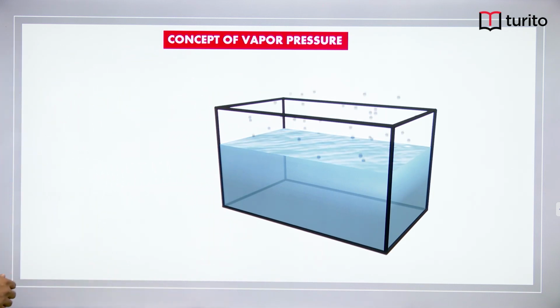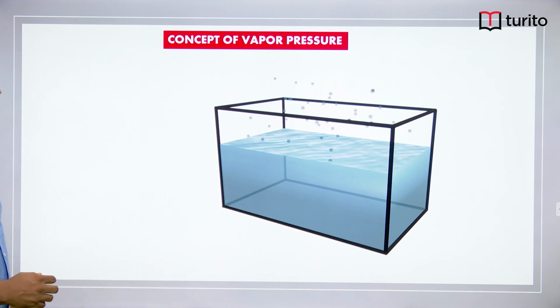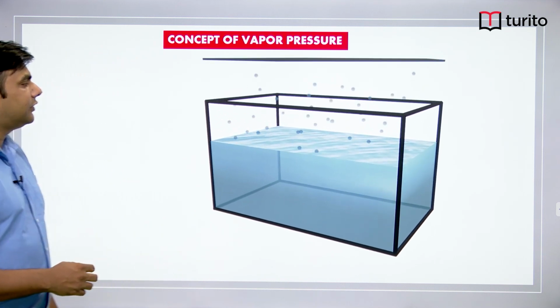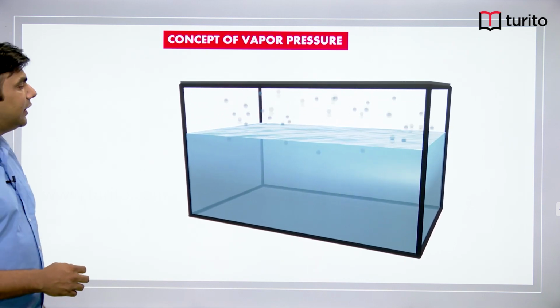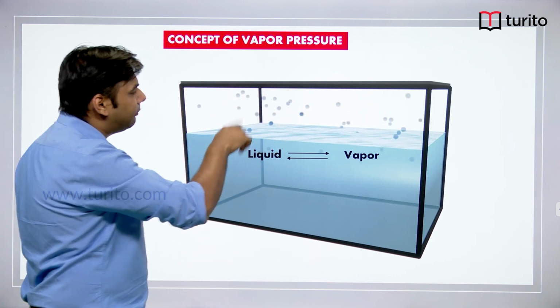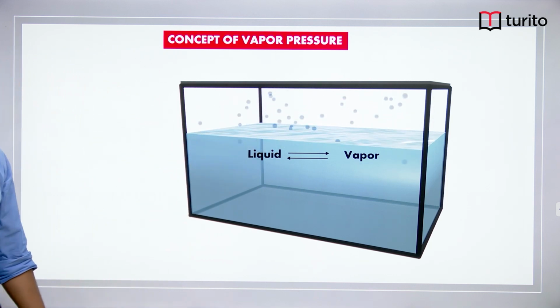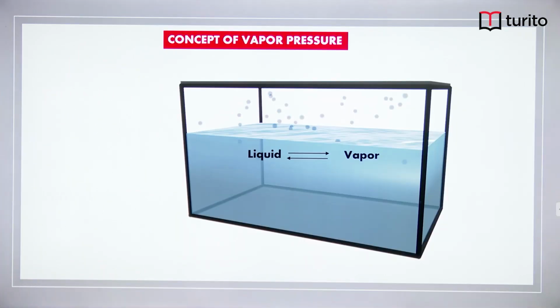Let us look at this. As you can see, initially the particles at the surface have sufficient kinetic energy to escape from the surface. Now suppose we close this container. What will happen? You can clearly see that the molecules are bouncing back into the liquid phase. Let me play it again so that you understand it.